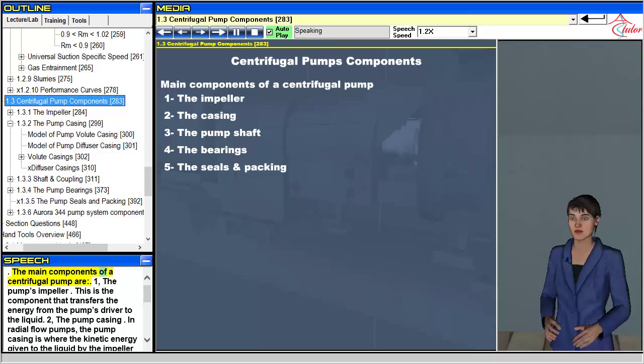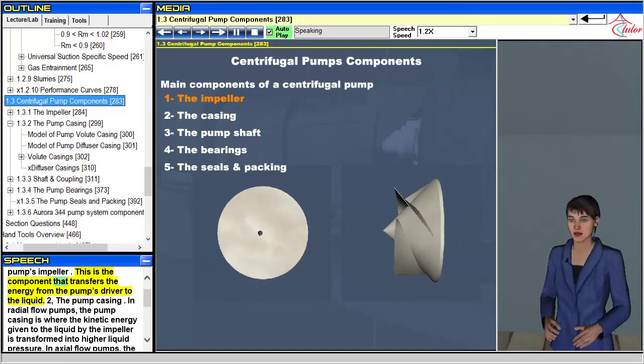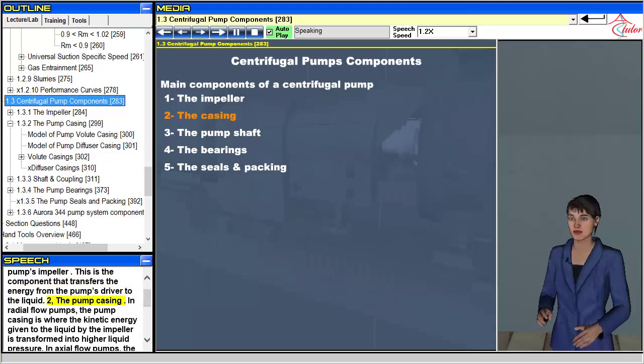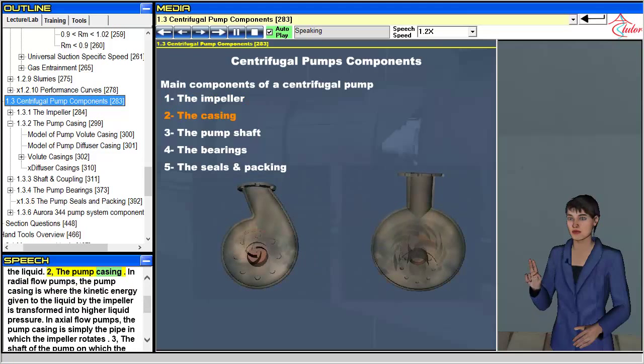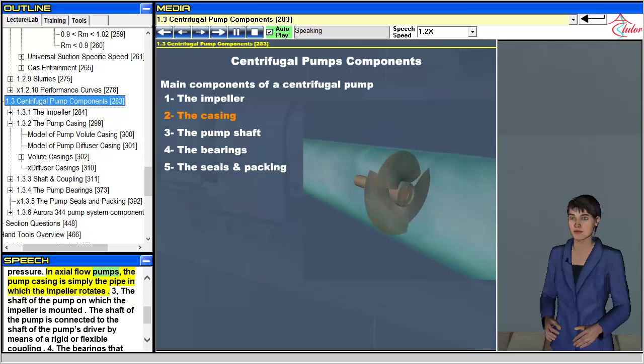The main components of a centrifugal pump are: 1. The pump's impeller. This is the component that transfers the energy from the pump's driver to the liquid. 2. The pump casing. In radial flow pumps, the pump casing is where the kinetic energy given to the liquid by the impeller is transformed into higher liquid pressure. In axial flow pumps, the pump casing is simply the pipe in which the impeller rotates.